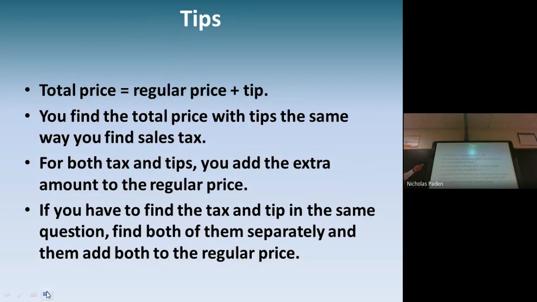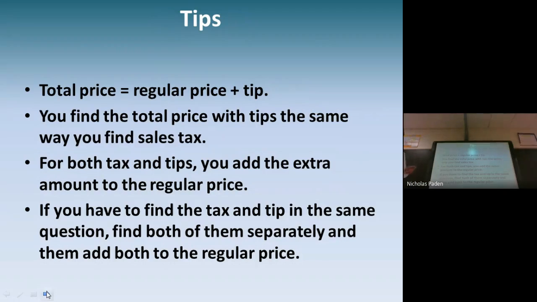The other, for tips, you're going to find tips the exact same way that you found sales tax. So for both sales tax and for tips, you add the extra amount to the regular price.